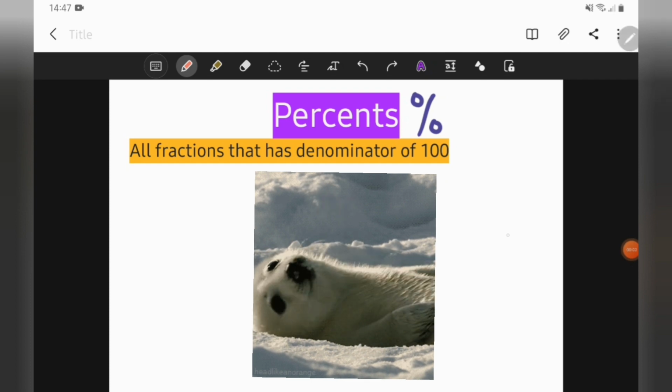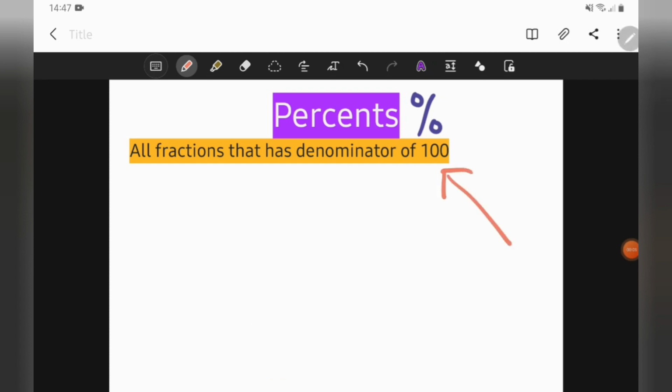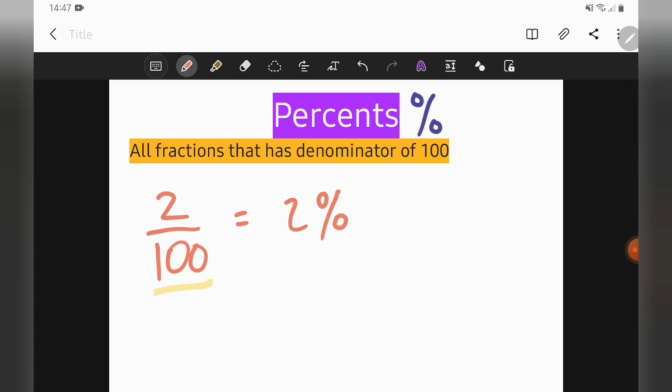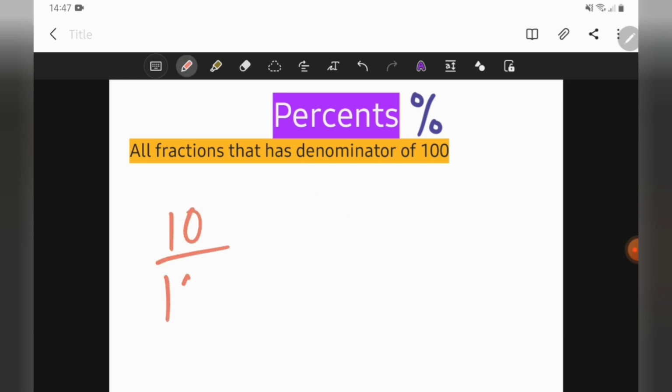Alright, percents. You can see the symbol there, and all fractions that have a denominator of 100 we can change into percent. So let's say 2 over 100. This example is very easy. You can see that there's a 100, so we can simply make it into 2%. Right? Now next example, 10 over 100. There is 100 there, and again we can make it into 10%.